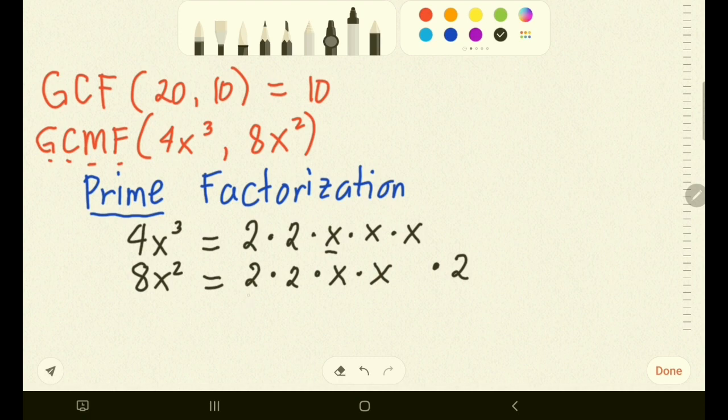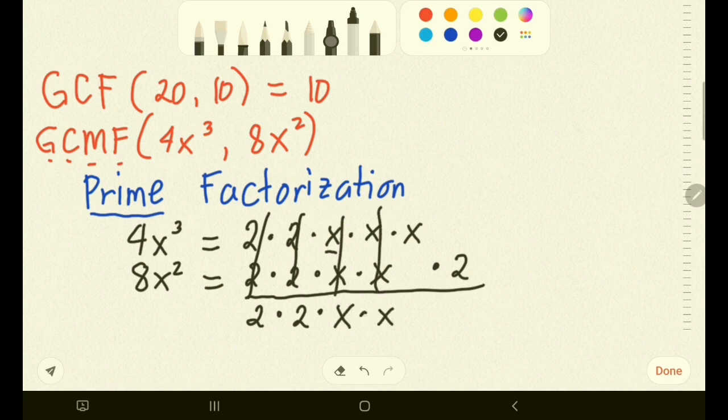And then you look for their common factors. So here, 2. And now I cross it out so that it's simple. It's simpler for us to determine the common factors by crossing them out. Another 2, times another common x, another common x. But here, the x has no common with 8x squared, and this 2 has no common with 4x cubed. Then you multiply the common prime factors. 2 times 2, that is 4.